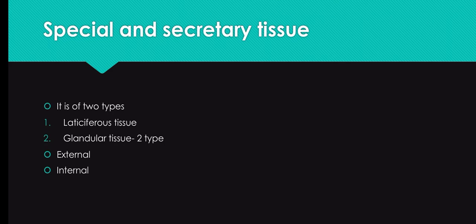Latex cells do not fuse, hence do not form network. Plants having such tissue are called simple or non-articulated laticifers. An example is nerium. And latex vessels are formed due to fusion of cells and form network-like structures. Examples are papaver. And glandular tissue include different types of glands which secrete oil, gums, mucilage, tannin and resin.